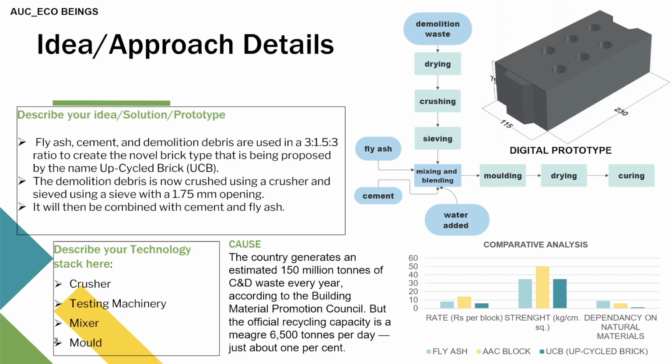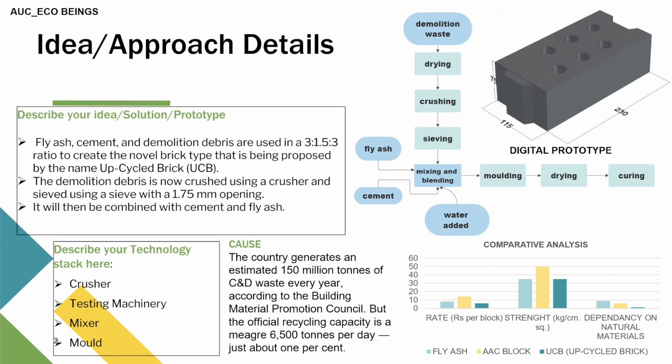Now talking about the cause, the country generates an estimated 150 million tons of construction and demolition waste every year, according to Building Material Promotion Council. But the official recycling capacity is a mere 6,500 tons per day, just about 1%. So here the cause arises that we should use the rest of the generated waste sustainably.